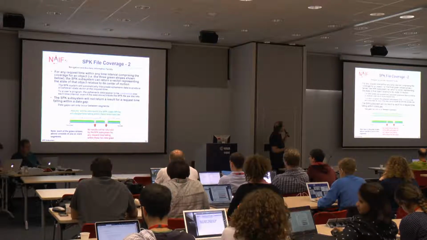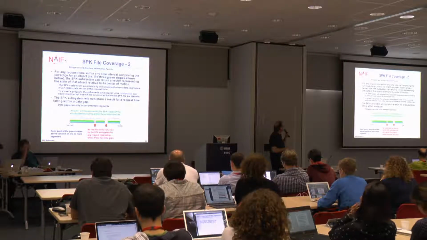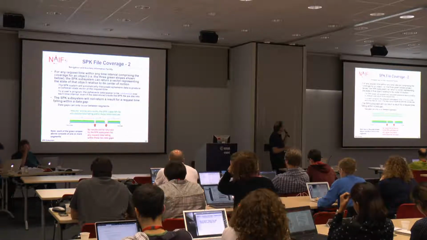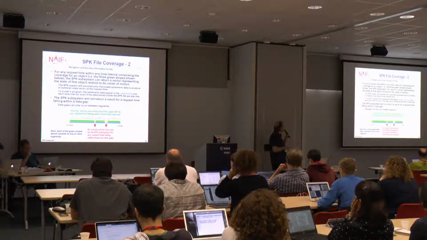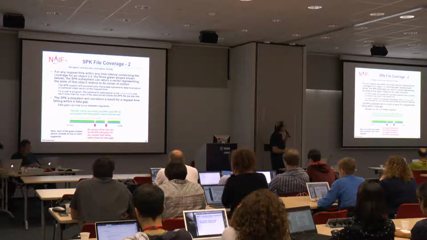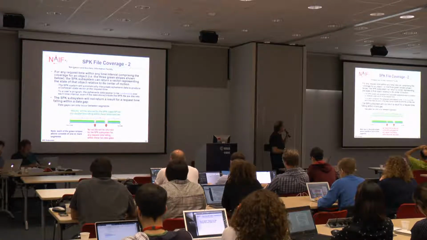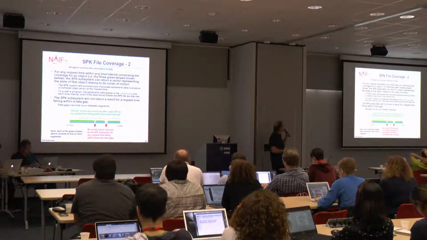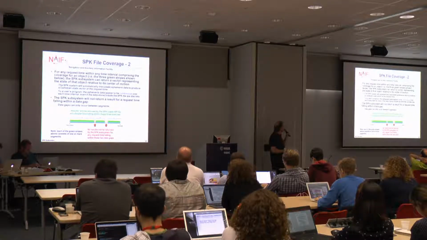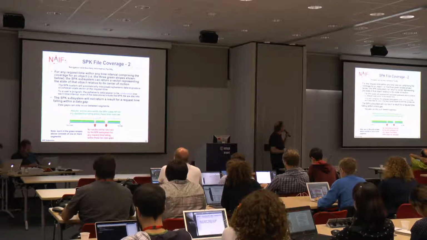For a request time within any time interval comprising the coverage for an object, the system can return a vector representing the state of that object relative to the center of motion. As we said before, the system will automatically interpolate ephemeris data to produce a Cartesian state vector at request time. To the user's program, the ephemeris data appear to be continuous over each time interval, even if the data stored inside the SPK file are discrete.